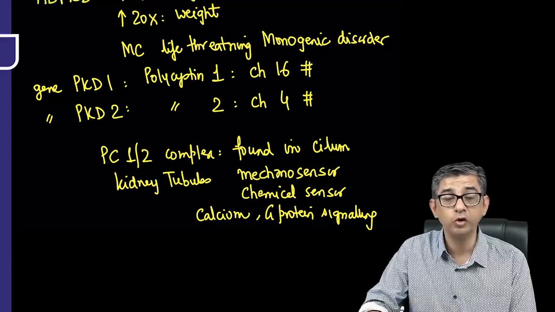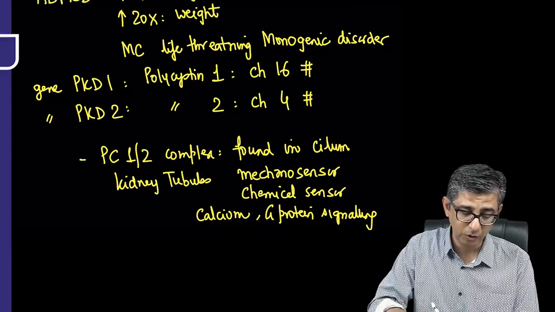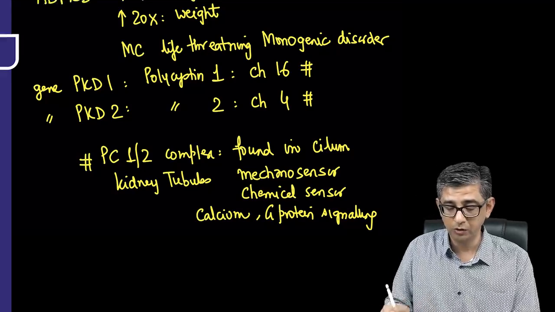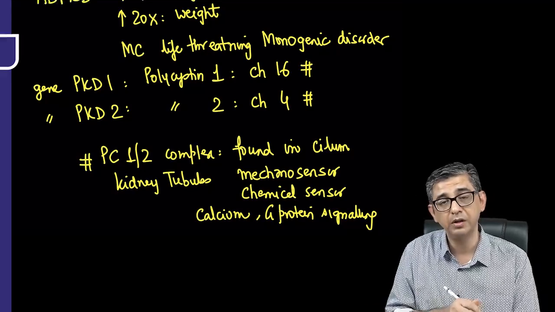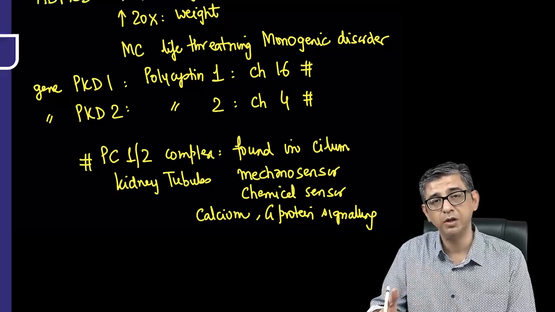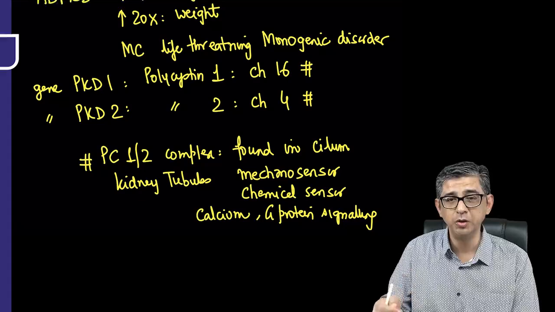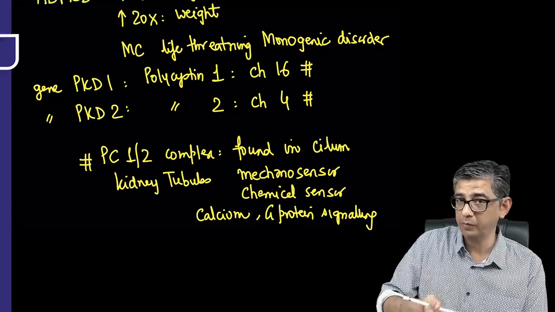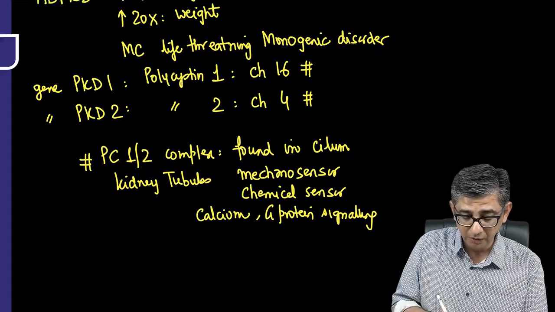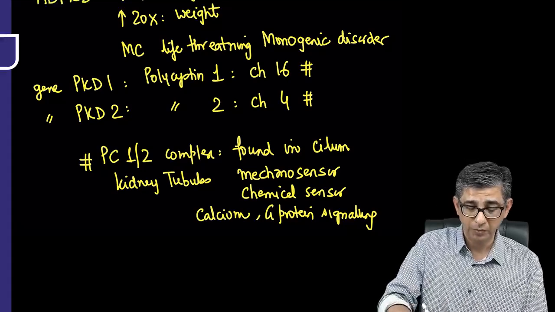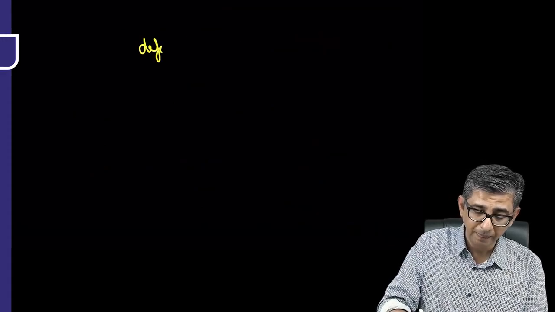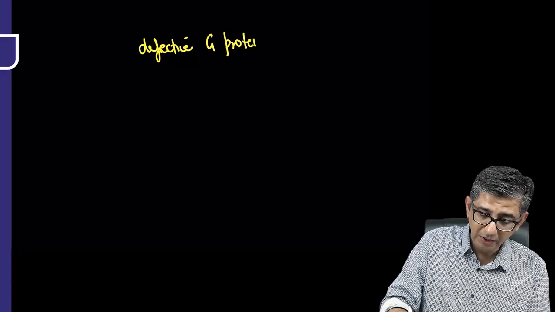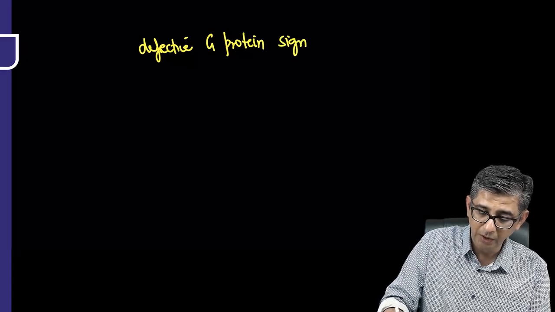Now, because of the defect of the chromosomes, this complex will not function properly, so all of these functions will be hampered. Especially the last one I mentioned: PC1, PC2 complex plays an important role in G protein signaling. Because of the defective functioning of this complex for genetic reasons, the end result is defective G protein signaling. And because of this defective G protein signaling, there is an increase in the value of cyclic AMP.